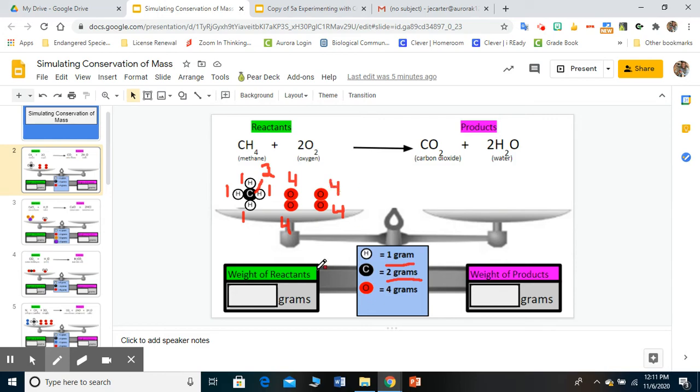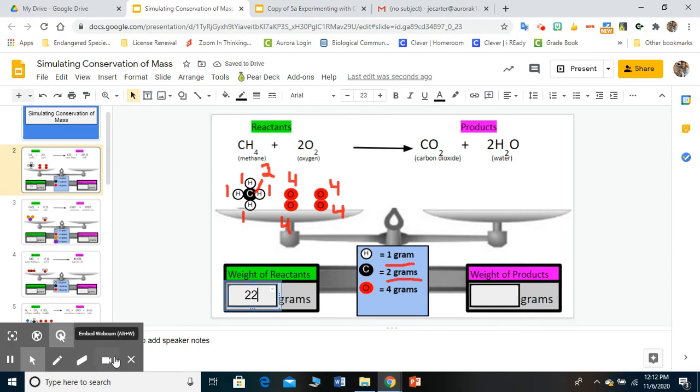Now I want to add up all of those numbers to figure out what my weight or mass of my reactants are. So you could get out a calculator. I don't care how you do this. Add it on paper, but I know 1 plus 1 plus 1 is 4, plus 2 is 6, plus 4 more is 10, plus 4 more is 14, plus 4 more is 18, plus 4 more is 19, 20, 22. So I would record 22 grams.